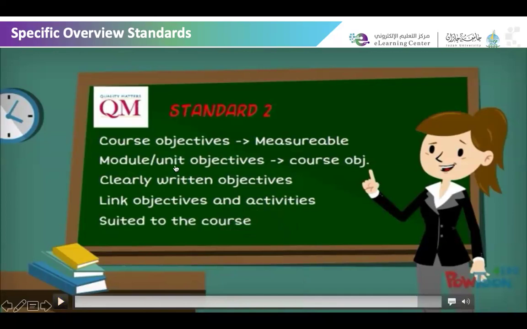So you can see the overview about standard 2 that includes the course objectives and the measurables, which is the essential part, module unit objectives, which also align with the course objectives, clearly written objectives, and the link between objectives and activities of the course, and also being suited to the course. So these are the main points, and all of them are essential for standard 2. It means we have to fulfill all these learning objective strategies.